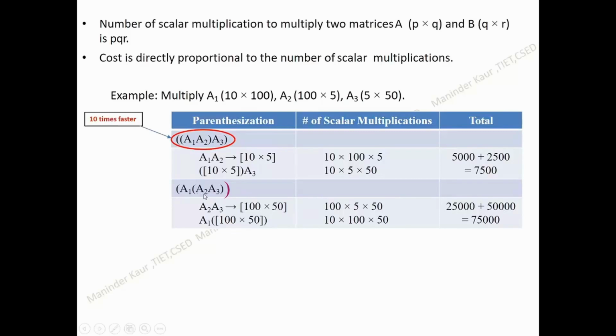Now considering this case, when you are multiplying A2 and A3 first, the cost of multiplying A2 and A3 will be 100 into 5 into 50. And the dimensions of A2 A3 will become 100 multiplied by 50.